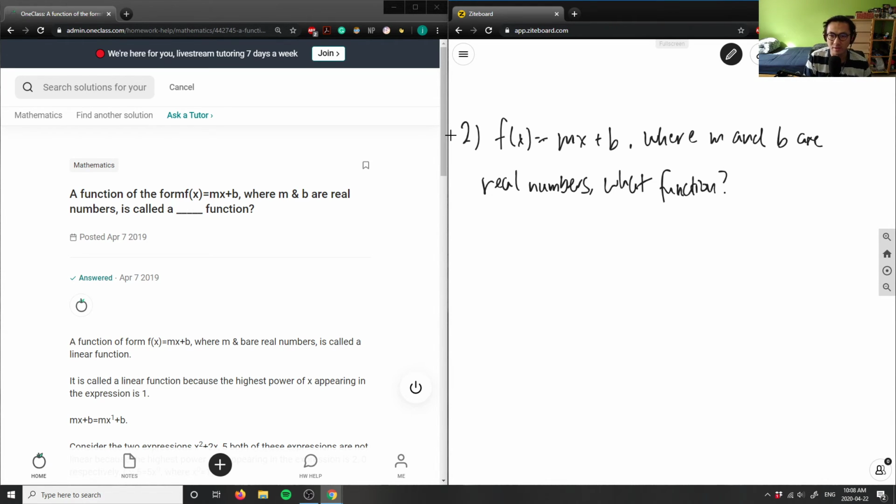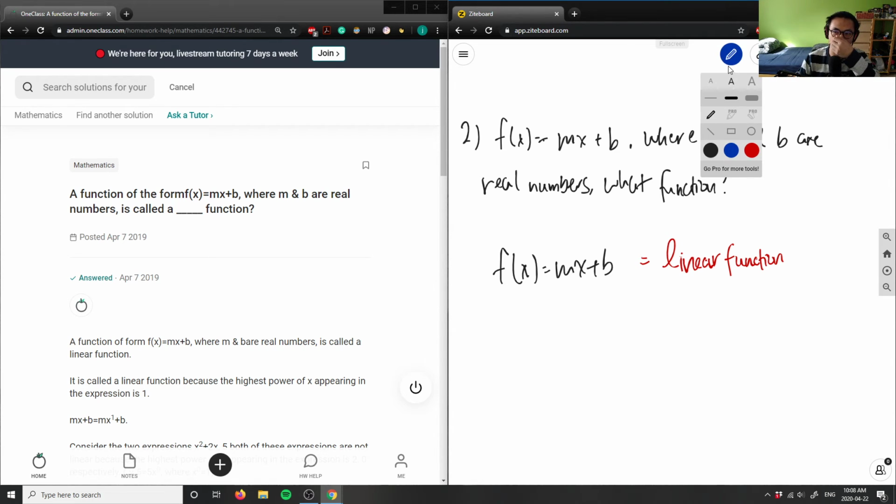So we have f of x equals mx plus b, where m and b are real numbers. So basically it's saying that they have some sort of value. So m, if you recall from this function here, it looks very much like a linear function, right? Linear function here. So remember, if you recall from grade 9 math here, m here is our slope.